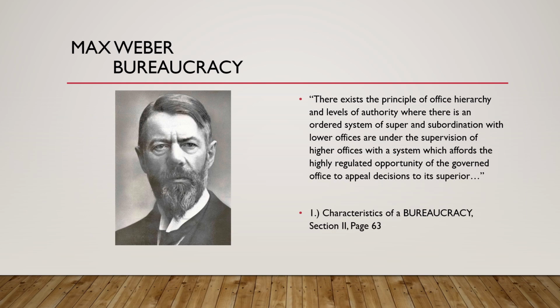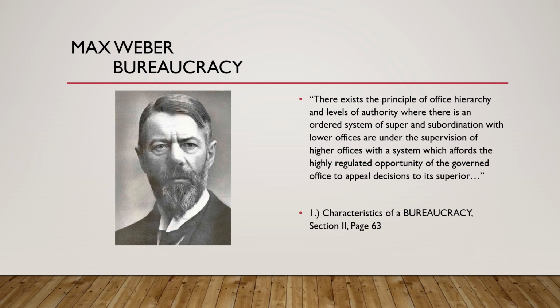Max Weber's bureaucracy article was extremely interesting because it could be broken up into parts. The first part was the characteristics of a bureaucracy, which was further broken down into sections. These sections included the official duties of a bureaucracy, hierarchy, policy and procedure, management, and the work capacity.